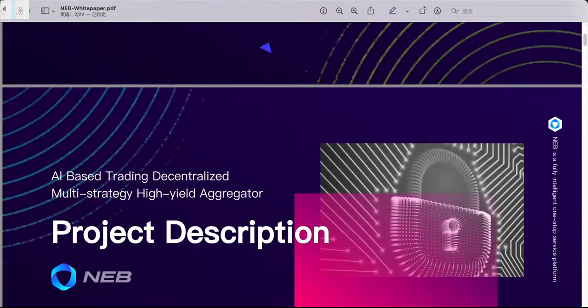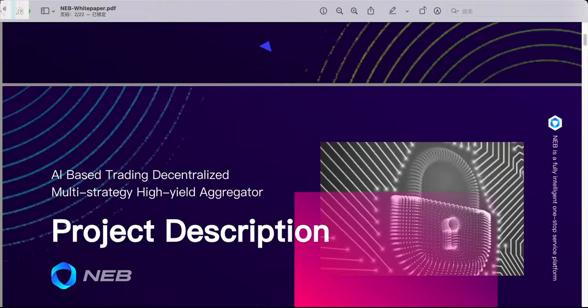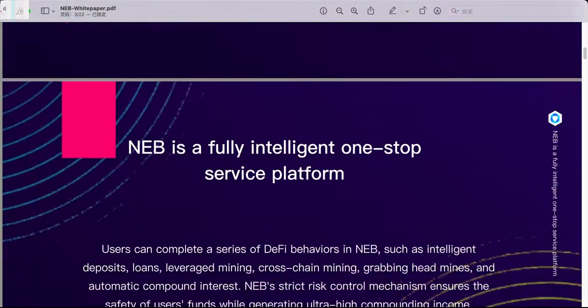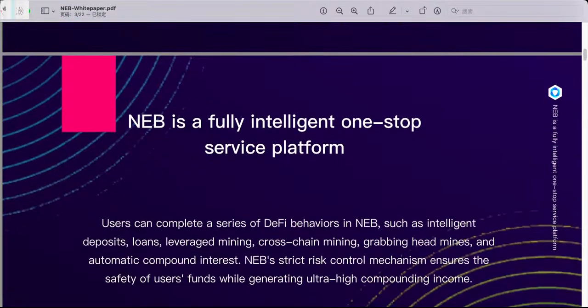And what is the description of DeFi NEB? We will go through the whole description. I already mentioned that DeFi NEB is a fully intelligent one-stop service platform, and users can complete a series of DeFi behaviors in NEB, such as intelligent deposits, loans, leverage mining, and cross-chain mining, and also automatically compound interest.